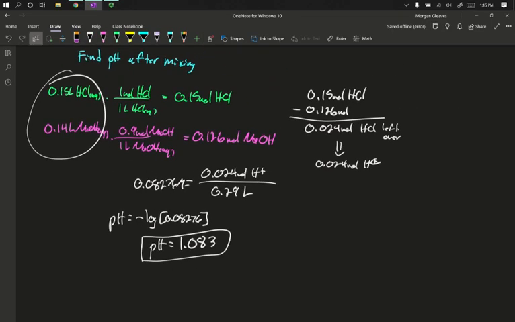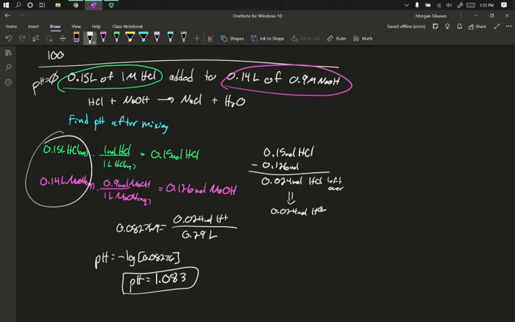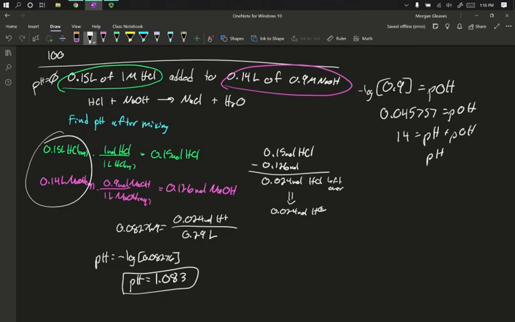Compare that to our starting solutions. Well, 1 molar HCl would have had a pH of approximately 0. And for 0.9 molar hydroxide, we can calculate that one out. The negative log of that will give me the pOH, which was 0.045757. And remember that 14 is pH plus pOH, so we can solve the pH for that sodium hydroxide solution. It would have been 13.95.